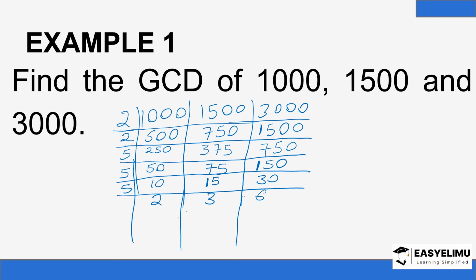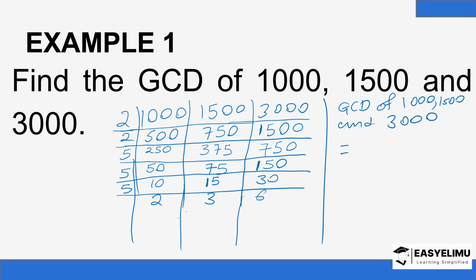So you see now, all these numbers, we don't have a common factor that can divide them other than 1. So you stop. When you reach that level, you simply multiply these ones. So you'll write that the GCD of 1,000, 1,500, and 3,000 is equal to 2 by 2 by 5 by 5 by 5.